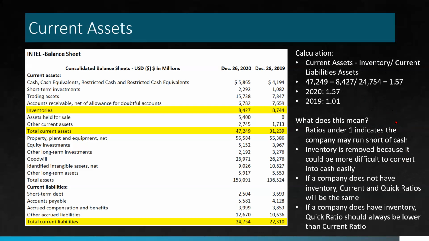One thing to note here: if a company does not have inventory on their balance sheet, which may be the case for a service company, your quick and current ratios would be the same, because if you minus out inventory and that number is 0, current and quick ratios will be the same. If a company does have inventory, the quick ratio will always be lower than the current ratio.